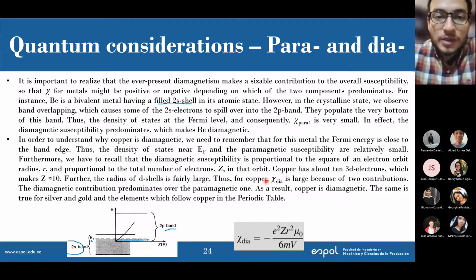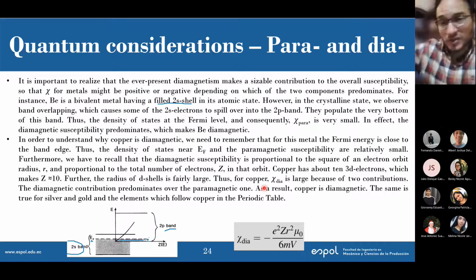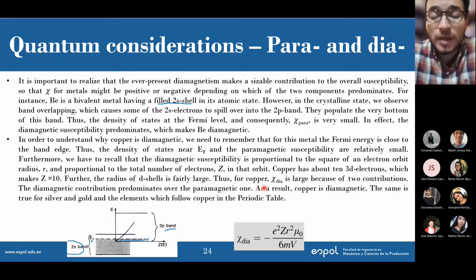Now, what will happen, for example, with intrinsic semiconductors? Remember, intrinsic semiconductors have a filled valence band, and their density of states at the top of the valence band is zero, right? Remember, it's very close to zero. Remember that density of state distribution for intrinsic semiconductors. Therefore, based on the equations, they will have no paramagnetic susceptibility, and therefore are diamagnetic, right?